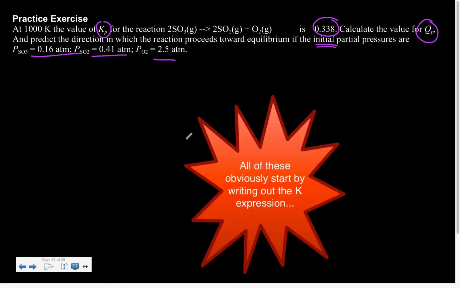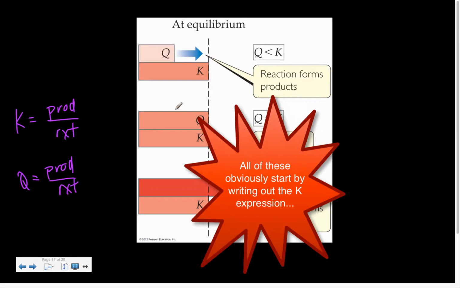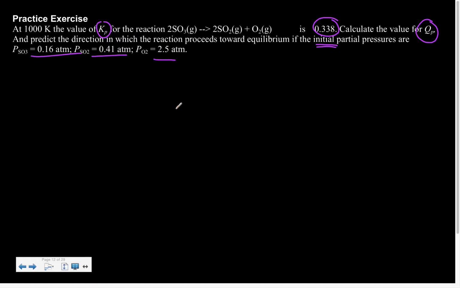So here it says the value of Kp is this. Calculate the value for Q and predict the direction if the initial partial pressures are given. So initial is the key word with all of this, right? So I would plug them into my Q expression, and then like I did on the previous page, I would compare my Q versus my K. Yes? All right, next up.